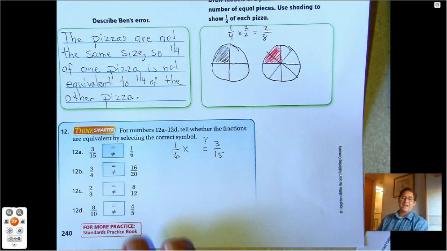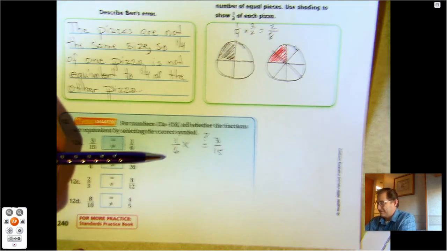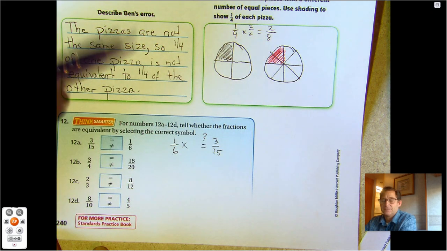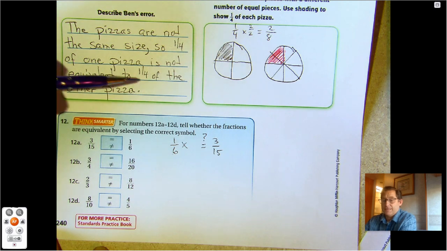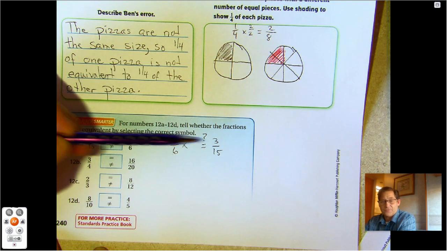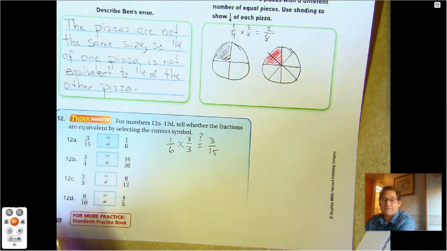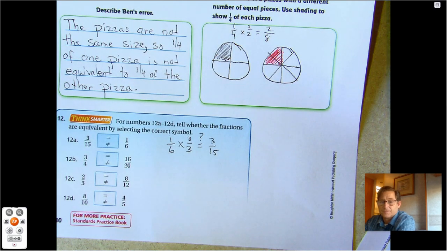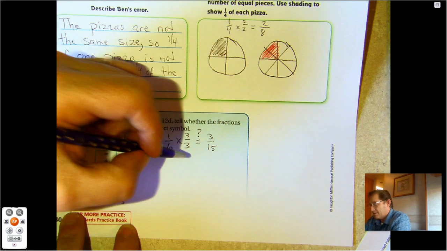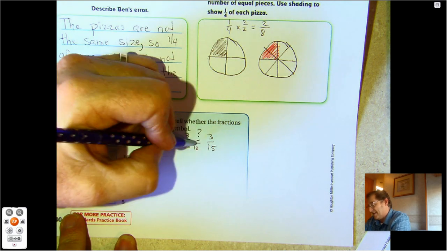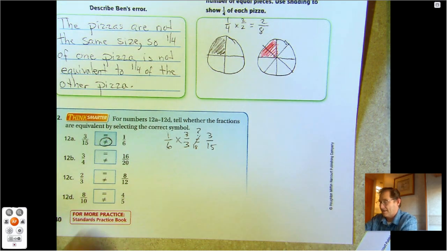Well, this one I'm going to say no right away, because what number can you multiply by 6 to get 15? Nothing. What do you multiply the 1 by to get 3? 3. All right, so if it's equivalent, I have to multiply by 3 over 3. So 1 times 3 is 3, but 6 times 3 is 18. So it does not equal it.